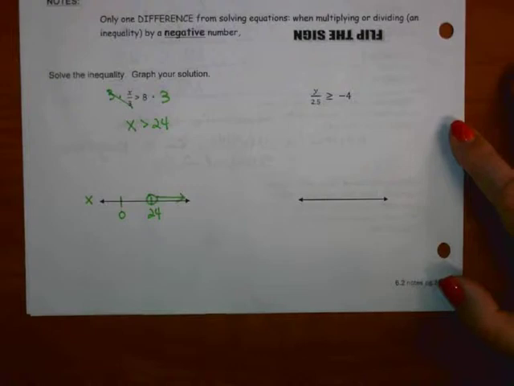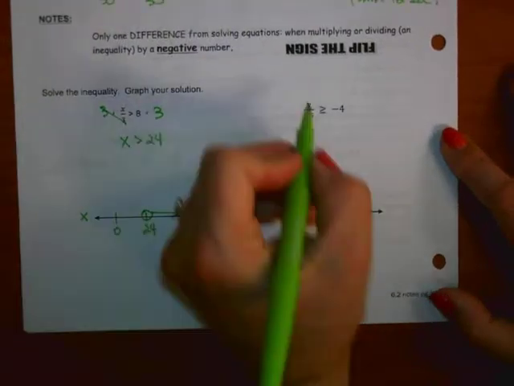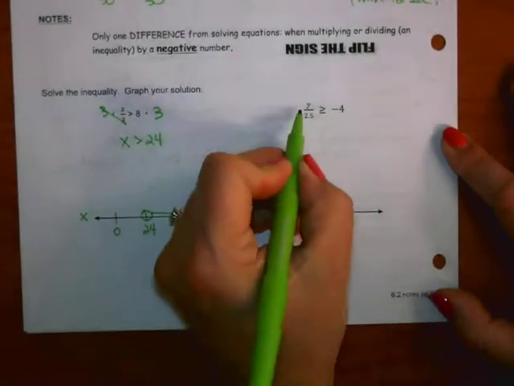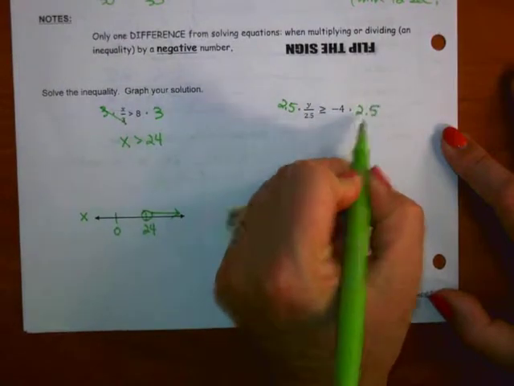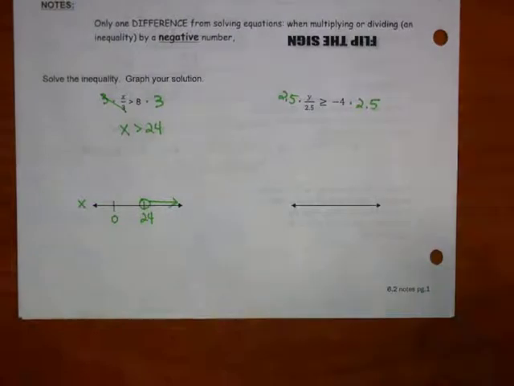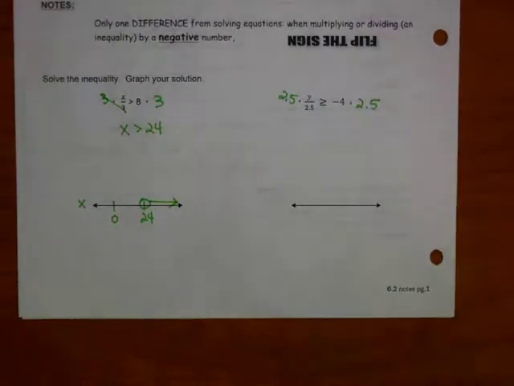Okay, now this one is slightly different. Let's see what you think. Y is being divided by 2.5, so I still have to multiply both sides by 2.5. How many people think you need to flip the inequality here? Anybody? Why do you think that? Ava, you want to say? Because it's a negative, multiplying by a negative.